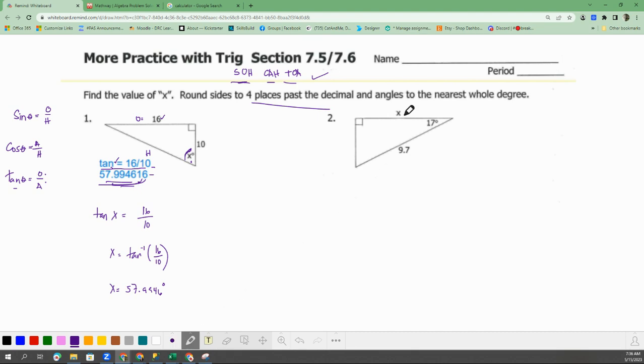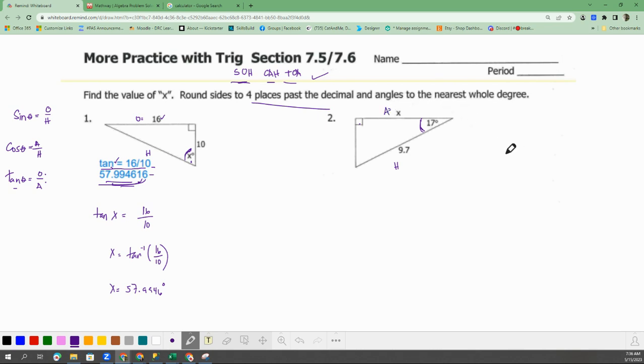All right, so then let's do the next one. Number two, your unknown is a side, right? But your reference angle is 17 degrees. So you always have to just start with your reference angle. And the given sides, you just need to know what they are with respect to your reference angle. So 9.7, that's across the 90 degrees. So this is your hypotenuse. And x is right next to your 17. So therefore, this must be your adjacent.